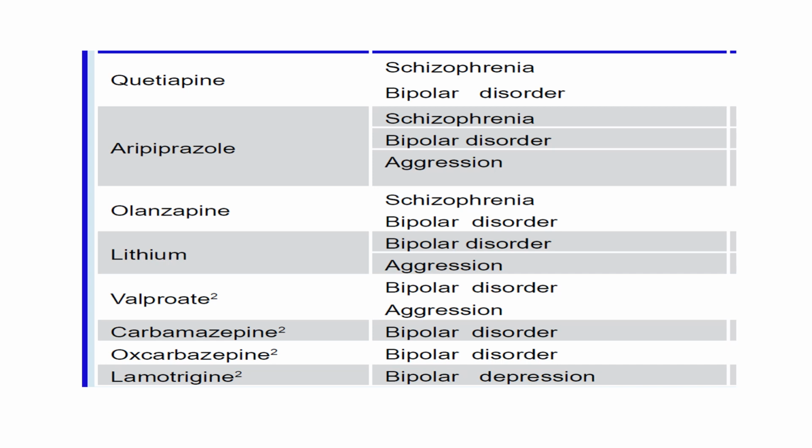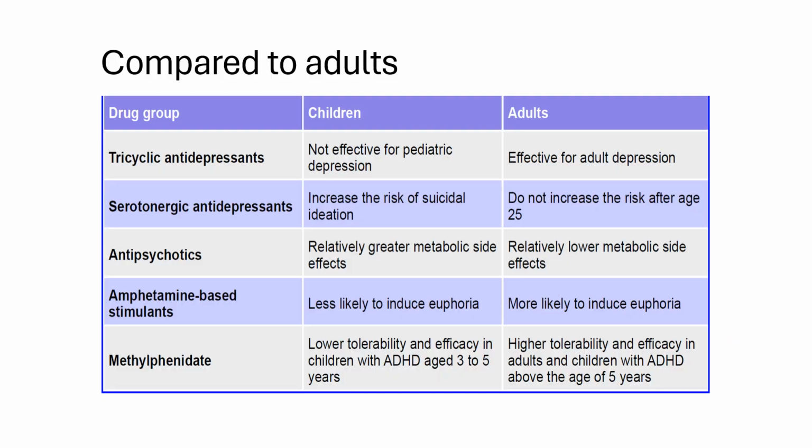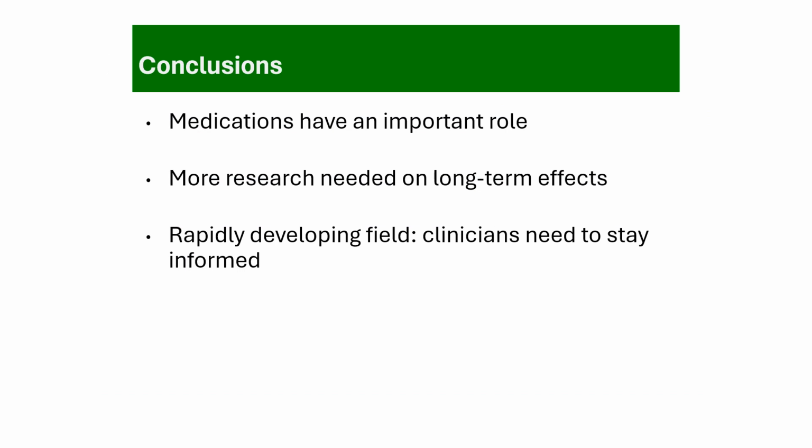This list again, for bipolar mania, we have listed some medications and compared with adults also. Like TCAs, we do not give in children. SSRIs we can give, antipsychotics we can give, and methylphenidate and other amphetamine-based stimulants we can give in children. So just remember this, or if anybody has extra interest, you can go through this, but just keep an idea. So with this, we conclude the child part of the lecture.